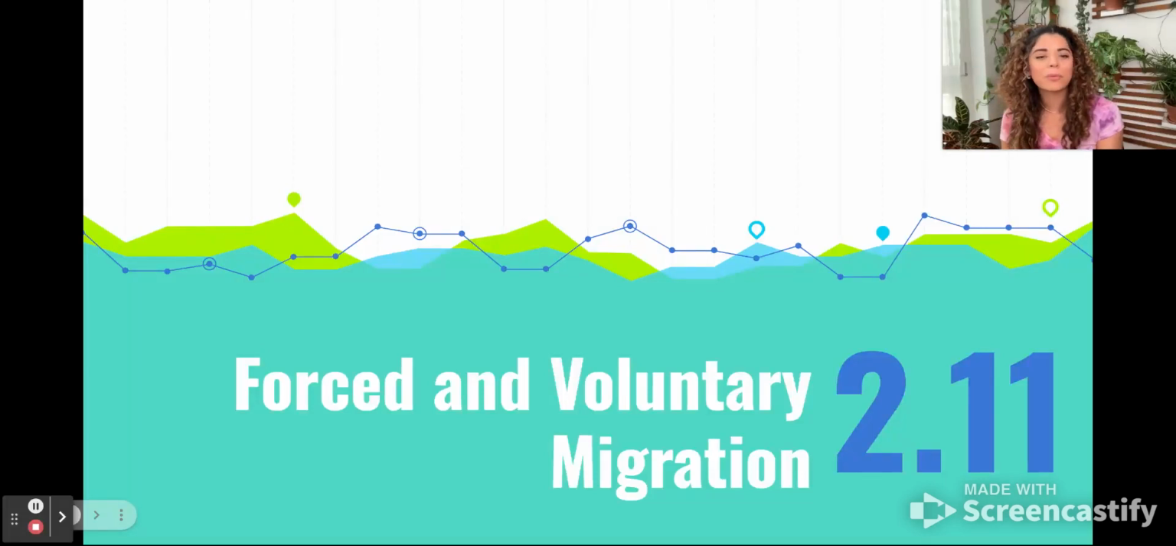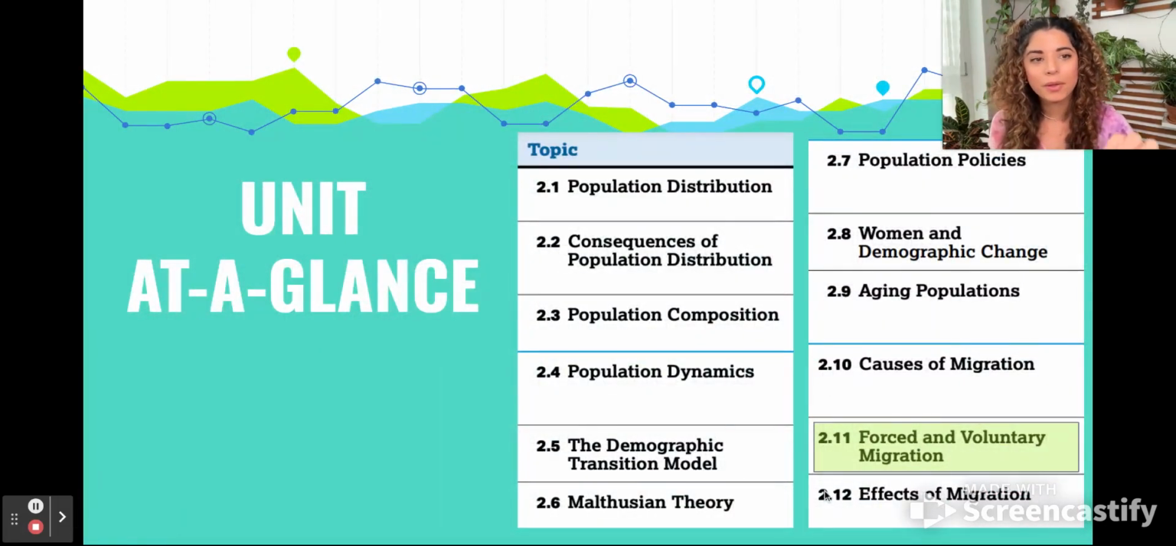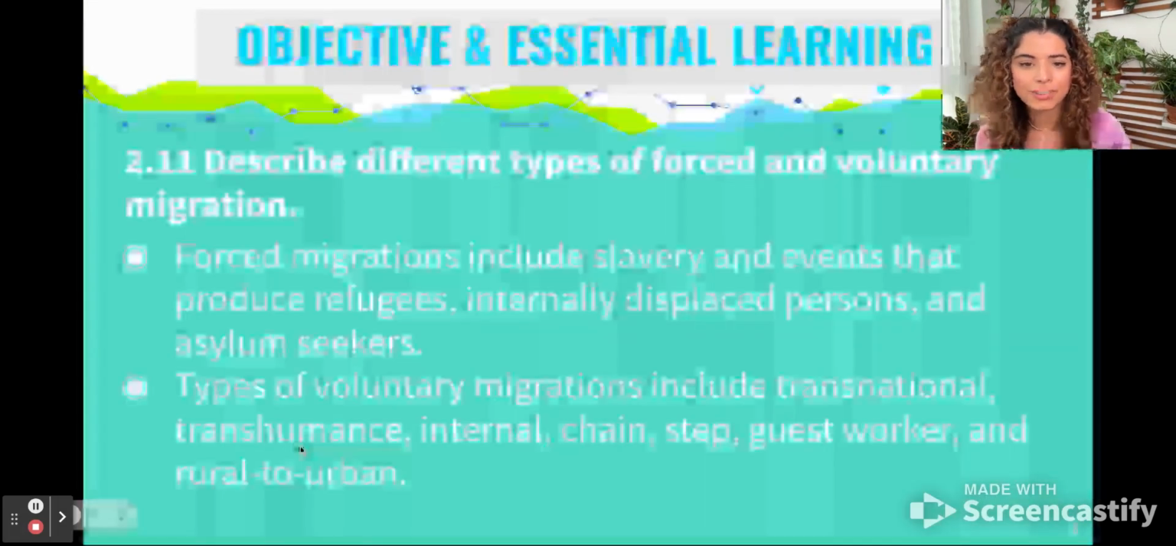What's up, guys? We are on 2.11. We're looking at forced and voluntary migration. Almost done with this unit.